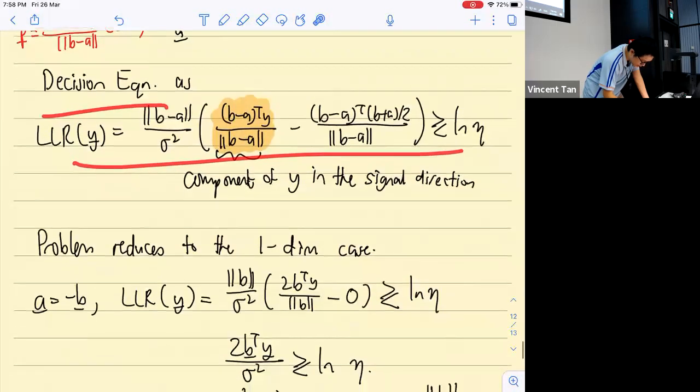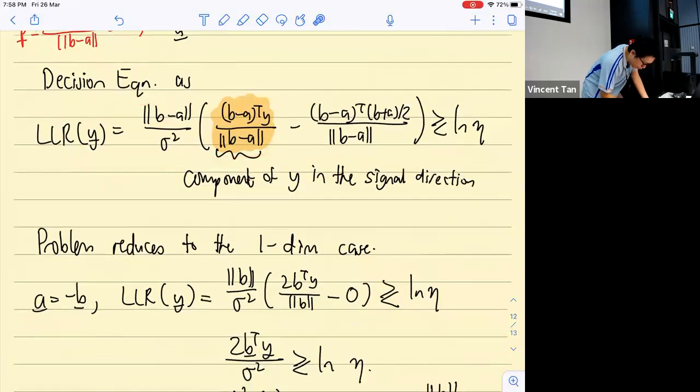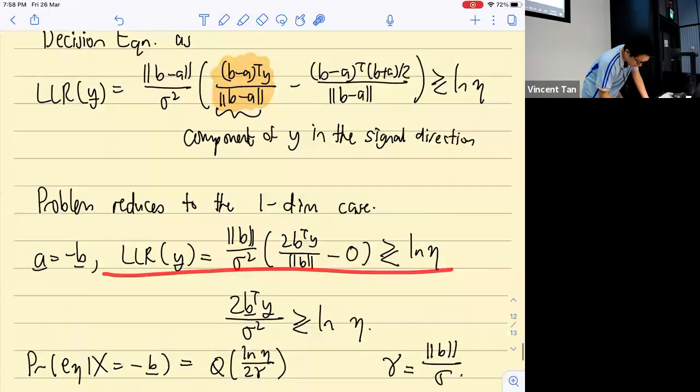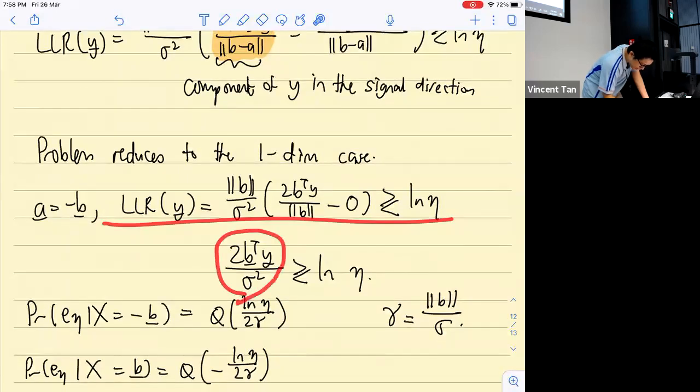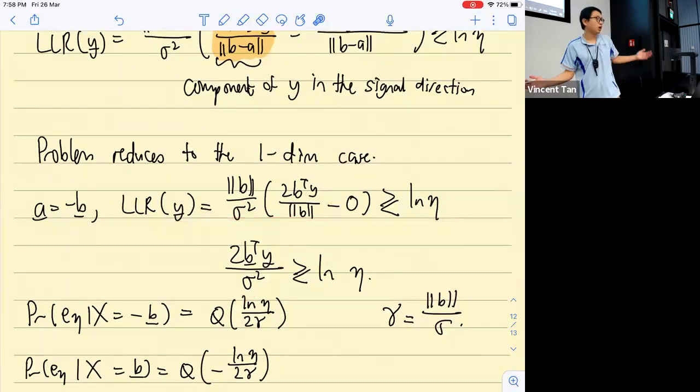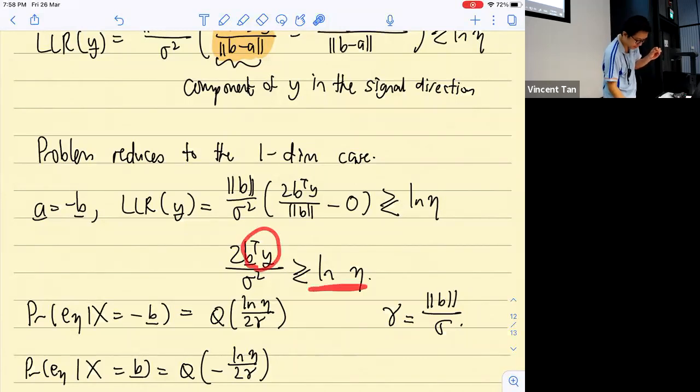Now let us consider the special case in which we are antipodal. Then the problem even simplifies because we can get rid of this, and the log likelihood reduces to the following. You notice that now we basically look as though we are in the original scalar scenario, because although these two are vectors, I'm forming a single scalar B transpose Y and comparing that to a certain scalar, which is log eta, after multiplying with a few constants.